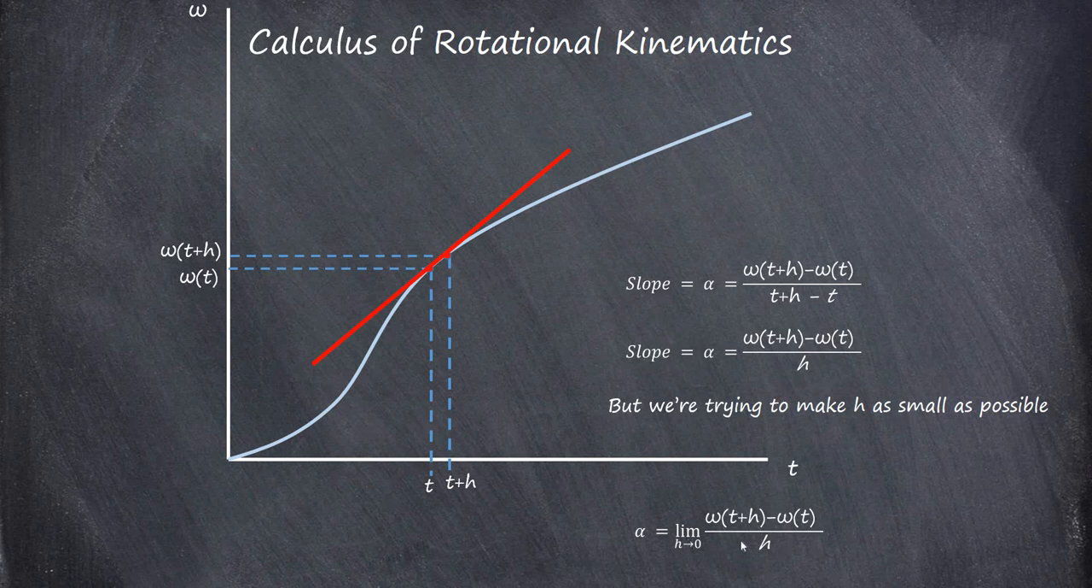And this is actually the definition of the derivative. So what we're actually looking for is the derivative at that time. Because in calculus, and your calculus teacher will explain this better, the derivative of angular velocity with respect to time is the slope for this graph, the slope of the tangent line for this graph. And that is the angular acceleration.